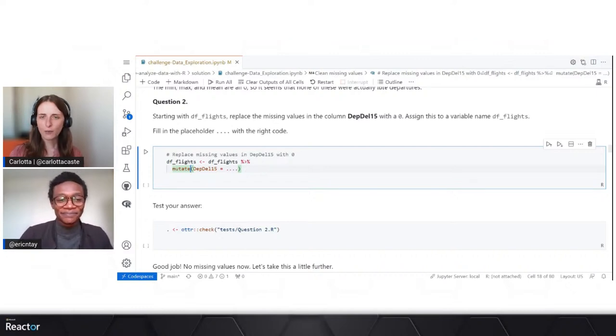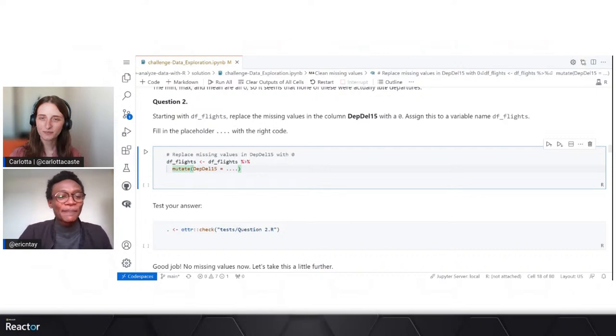So Eric, I was wondering, could it be so simple as just putting a zero in this blank space we see over there? Oh, okay. Yeah, I see, Carlotta. That answer is correct. It will partly solve the problem and partly give us more problems. So for instance, why do I say that?